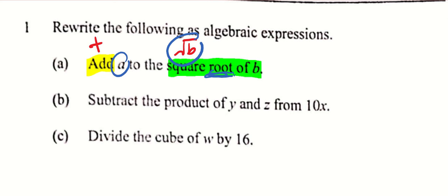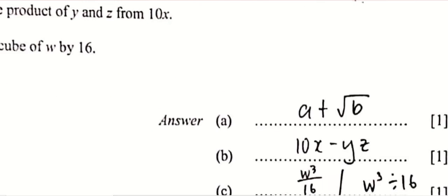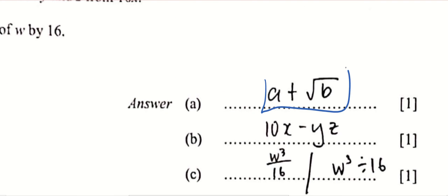Now, add a to square root b. Square root of b is just square root b. So the answer is simply a plus square root b. And here we go, a plus square root b. Really not difficult. I don't understand why some of you are still not getting it.